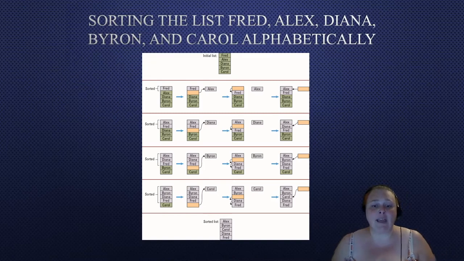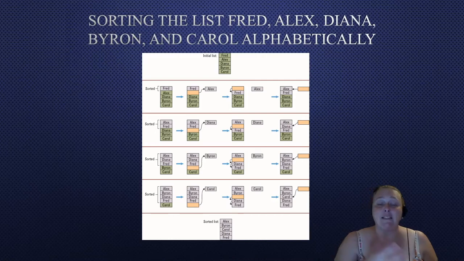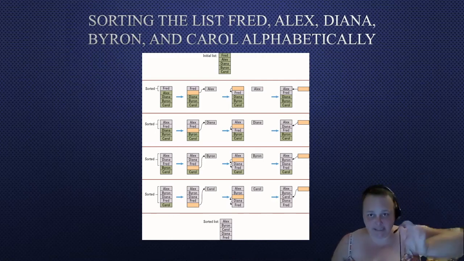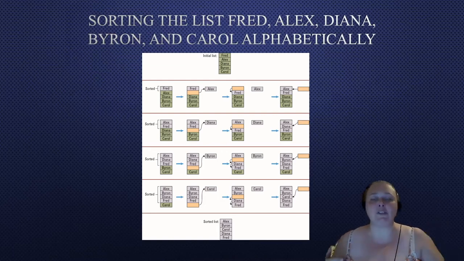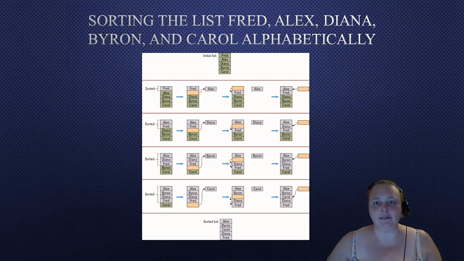Finally, we're down to Carol, and where does Carol go? Does Carol go before Alex? No. Does it go before Byron? No. Does it go before Diana? Yes. So Carol gets pulled out, everything that is sorted below it gets shifted down one, and Carol gets put back into the list. And then your list is sorted. Okay, so you can see how it keeps doing the same thing until it finds what it needs, and then it does something else. So that's how that repetitive structure is going to work.